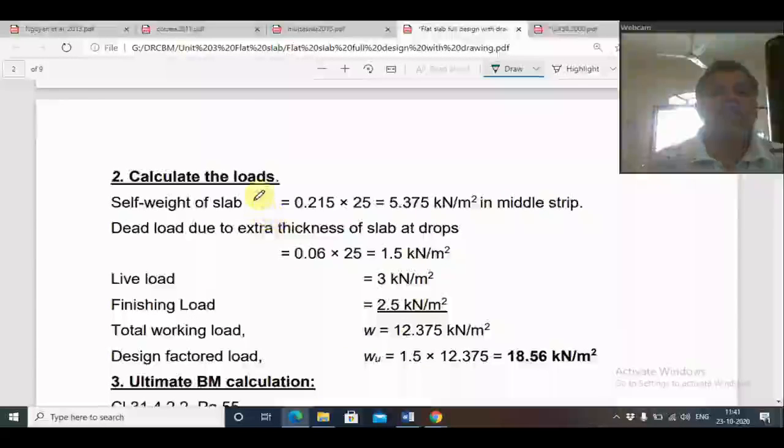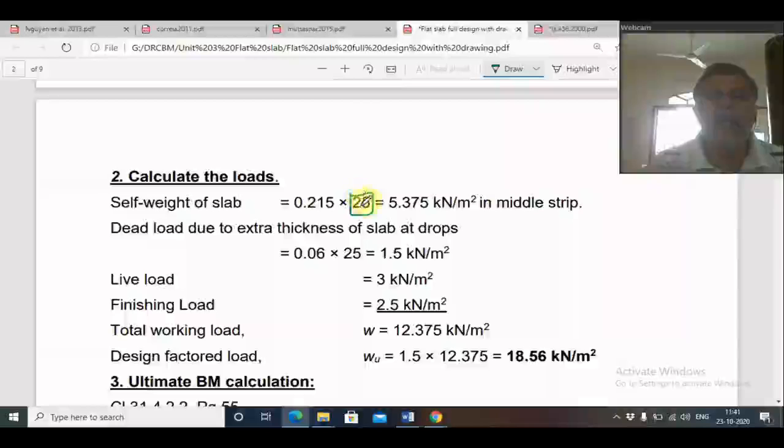Next, step 2. In this step, we can calculate the loads acting on the flat slab. We have arrived at the depth of the slab as 215 mm. So first I will calculate the self weight of the slab as 0.215 into the density of the concrete. Density of the R.C.C is 25 kN per m cube. I multiply this and I got the value of 5.375 kN per m square. This is the load due to the slab.